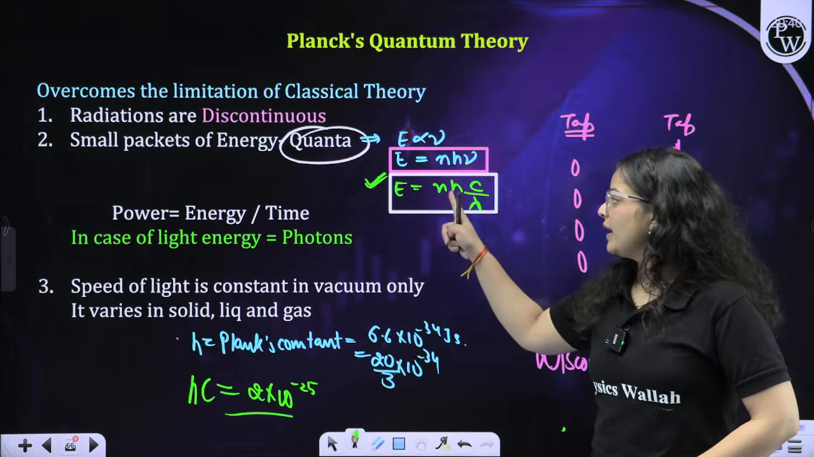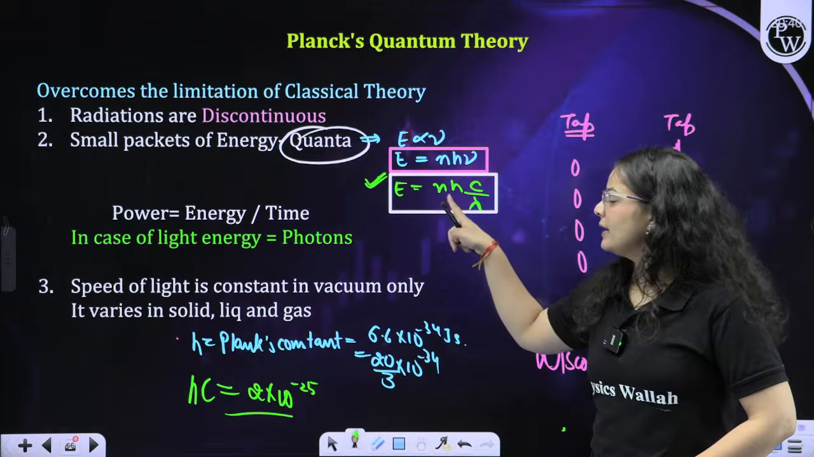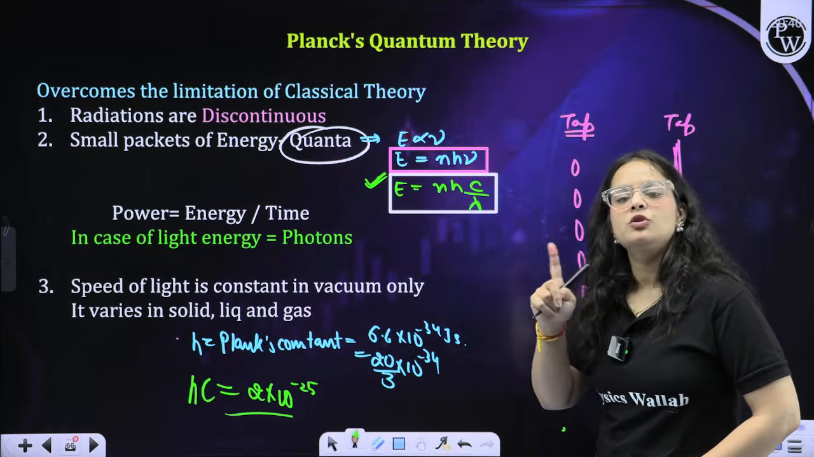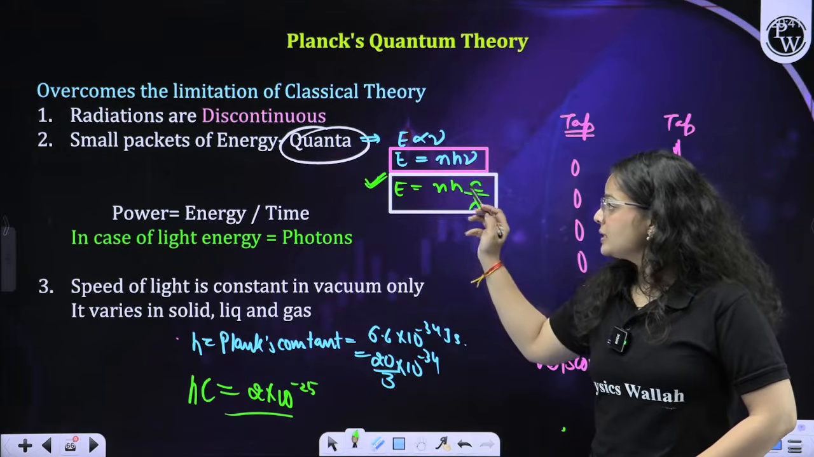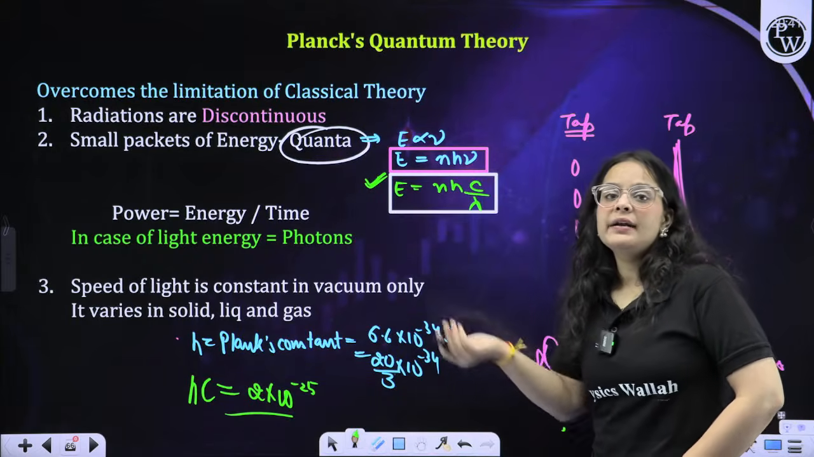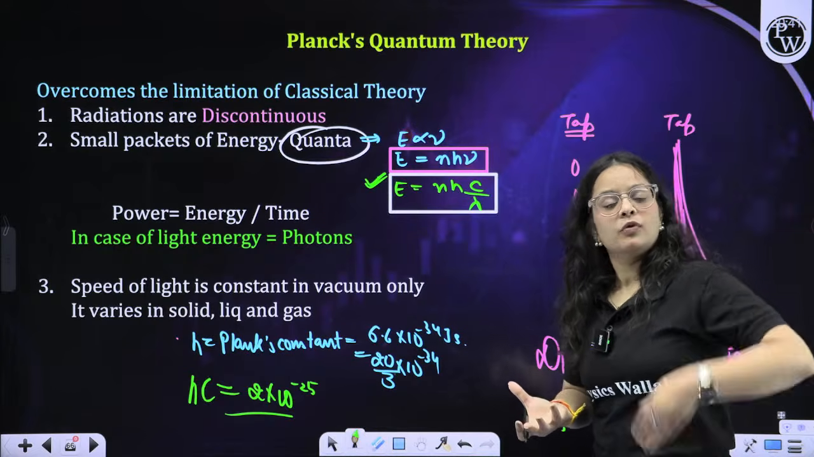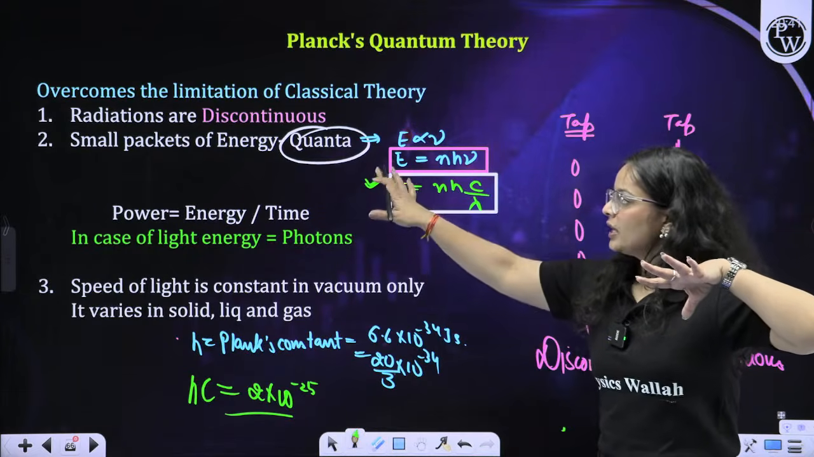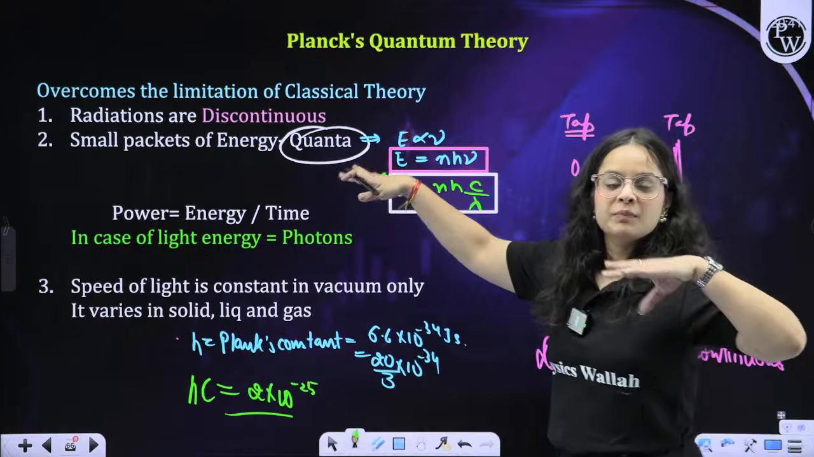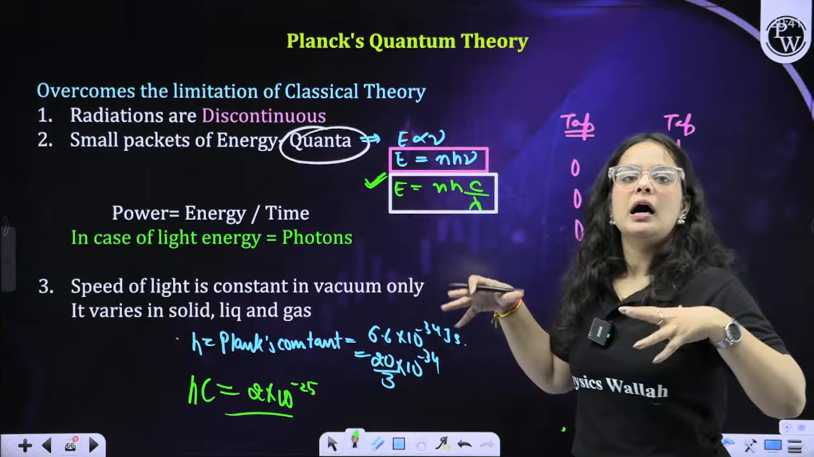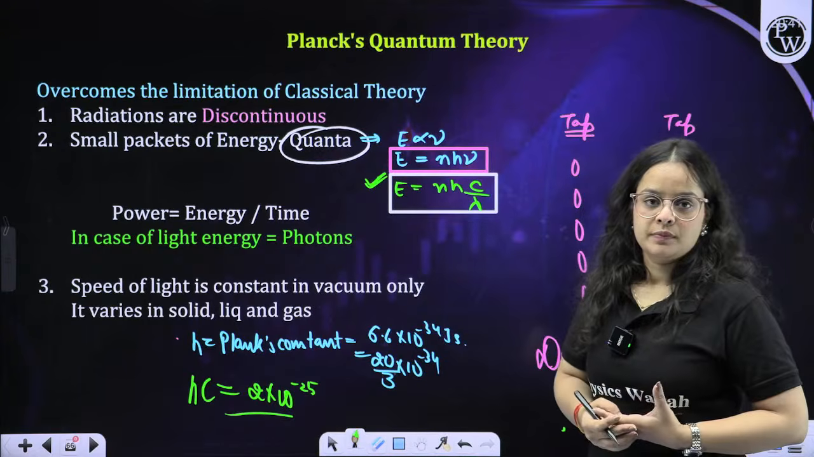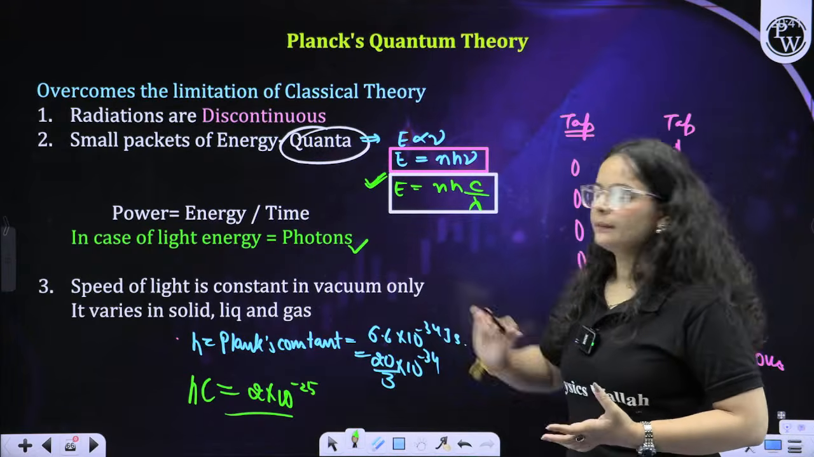If I want to find it for 1 mole, then in place of n, I will write 1 mole, that is 6.022 into 10 raised to the 23. Now there is a difference between quanta and specifically targeting light. For radiations, we can say quanta. But if I am specifically mentioning light, the quanta are named photons. So photon is for light energy.